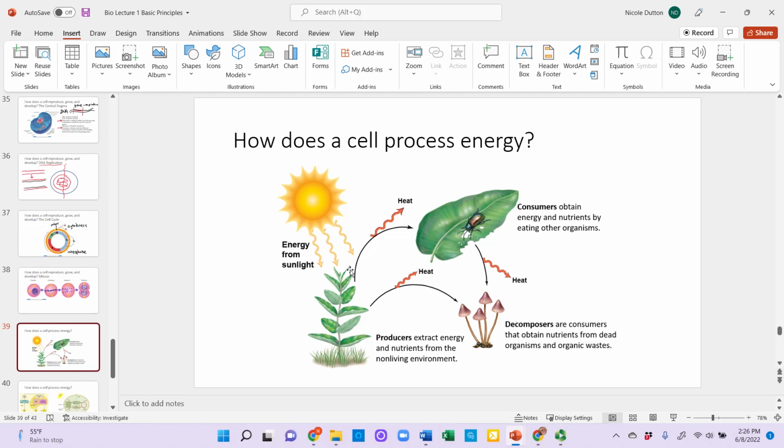So our producers are going to provide or produce food for all of the other organisms on Earth. The consumers obtain energy by eating other organisms. So they're either going to eat other consumers or they're going to eat the producers. These decomposers are going to consume both producers and consumers after they're dead. So it's going to get nutrients from dead organisms and organic wastes.